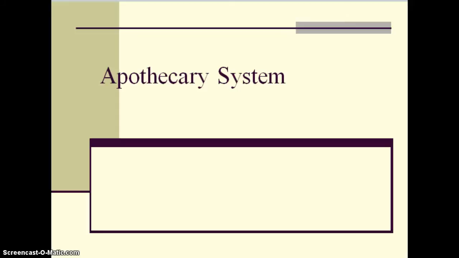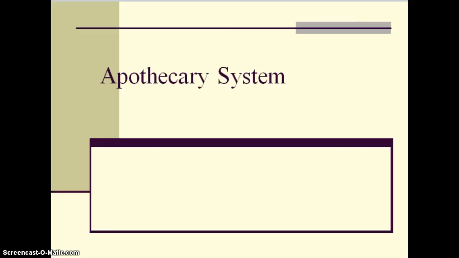Next, we're going to look at the apothecary system. The apothecary system is the original system of measurement for medications. Although it is not commonly used, I checked with nursing instructors just last semester, and they would still like us to be familiar with this system as it is part of the nursing curriculum.